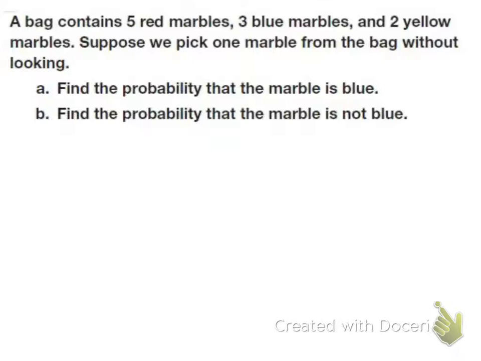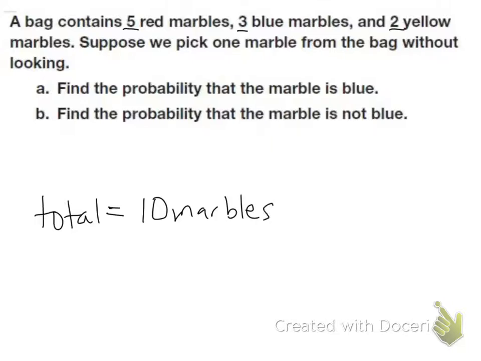Okay, so the first thing I need to do is figure out how many marbles there are total. So we have 5 plus 3 plus 2 is 10. So I know I have a total of 10 marbles. Okay, so the probability that it's going to be blue is going to be something over 10. Well, how many blue marbles do I have? I have 3 blue marbles. So that means the probability that the marble is blue would be 3/10.